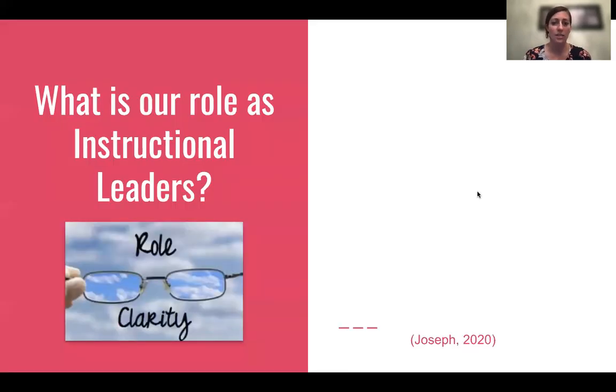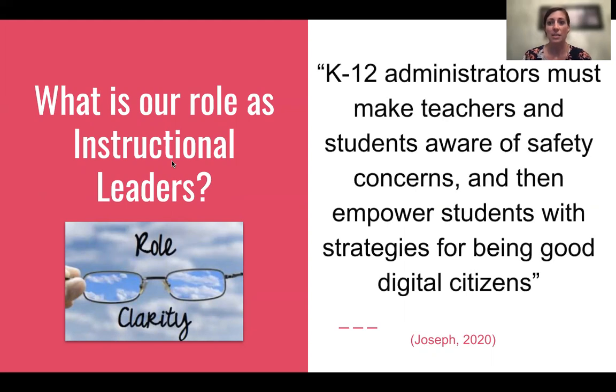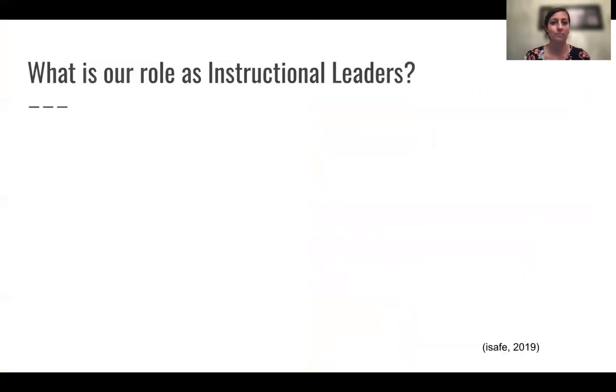So now we know we can't avoid it. We know what it is. We know what we need to attend to. Where do we start? Kind of what do we need to think about? What's our role as instructional leaders? And in the article Joseph wrote here, it says that we must make teachers and students aware of safety concerns, because awareness is a first step to shifting behaviors and educating them, of course, and then empower them with strategies for good digital citizenship, right? I think that's really the heart of it. It goes back to good education, right? We make them aware, and then we empower by giving them strategies to be successful.